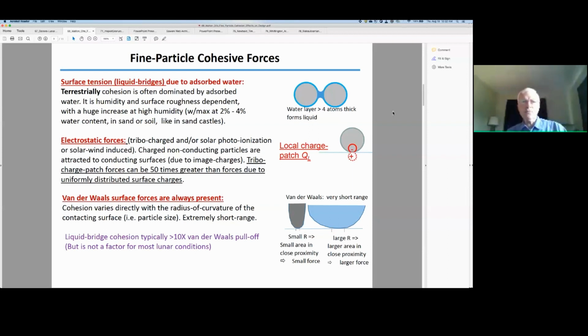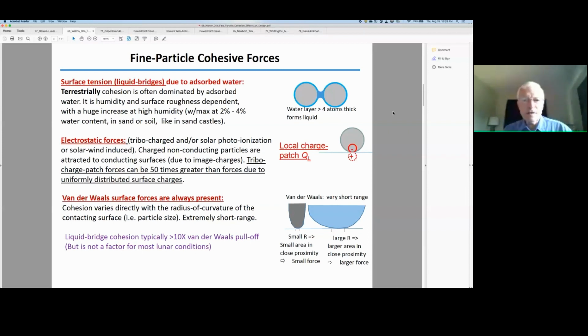Electrostatic forces, you've heard quite a bit about in other talks today, and that is something we care about. Electrostatic forces will attract particles to surfaces. If you have a tribocharged spot or even just a solar wind or photoelectric charged material, it will adhere to a conducting surface. The regolith is generally not conducting. If you bring that next to a conductor, it forms an image charge in the conductor and it sticks.